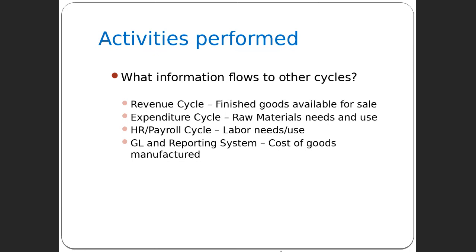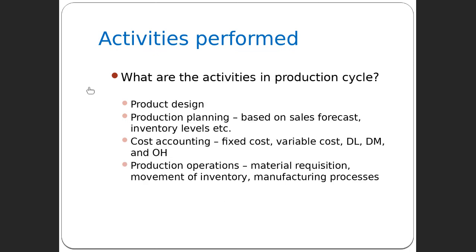Now we come to the actual activities that are performed in the production cycle. The first is the product design. So before the product is manufactured, the first stage is to design the product. So before the iPhone is made or the laptop is made, the engineers spend many, many days, maybe months, designing the product, and there's a lot of time and resources spent in designing the product and then testing the product.